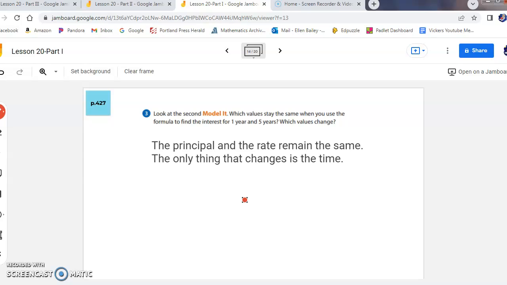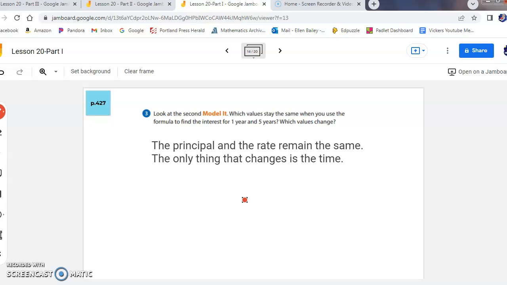It says, look at the second model. Which values stay the same when you choose the formula to find the interest for 1 year and 5 years, and which values change? I think I pointed this out on the previous video, but it's the principal and the rate will always be the same. For Dario, it's 12,000 for the principal. The rate is always 4.2%. So the only thing that changes is the amount of time.